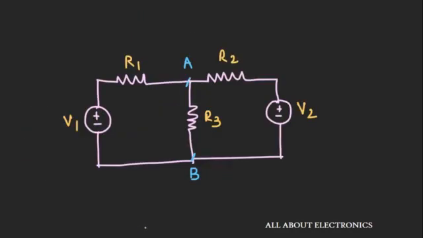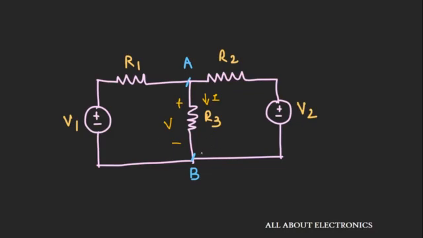So let us say you have this circuit, and in this circuit you want to find the voltage and current through this resistor R3. Now you will say that it is very easy to find the voltage and current through this resistor R3 using Kirchhoff's voltage law and Kirchhoff's current law. Well, you are absolutely right.